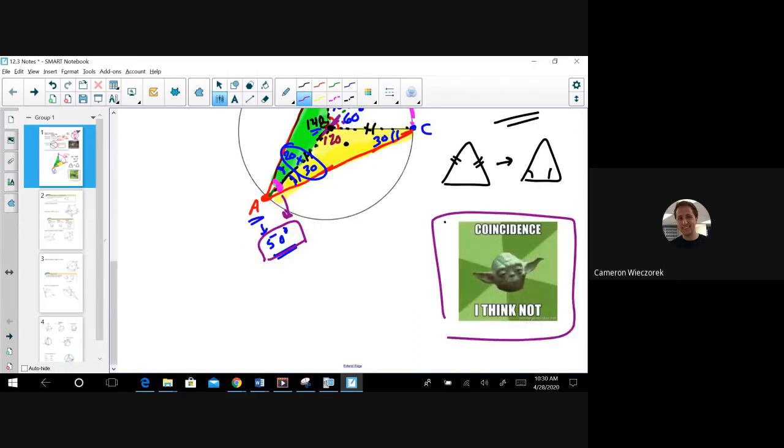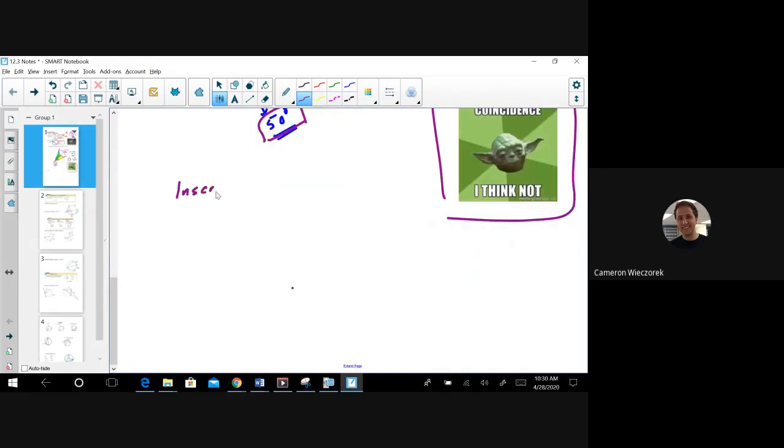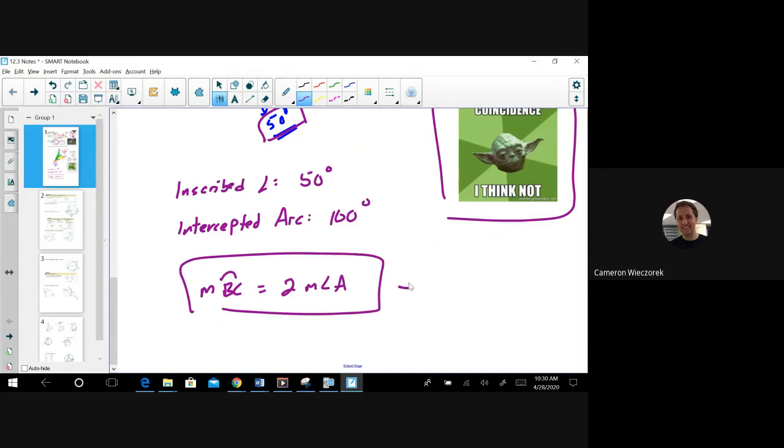I think not. Okay. So just to summarize here, the inscribed angle was 50 degrees and the intercepted arc was 100 degrees. So the measure of arc BC was exactly 2 times the measure of angle A. Or another way of thinking about that is the measure of angle A is exactly 1/2 the measure of that arc BC. Okay. We already saw from the beginning it got smaller, but we really wanted to know how much smaller. Well, it got half the size.